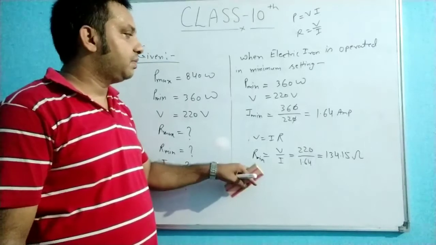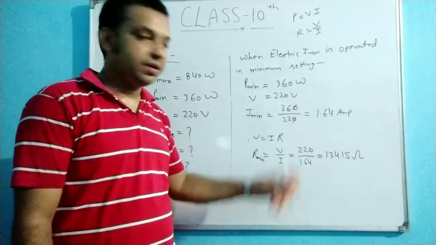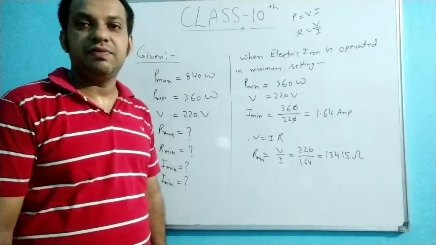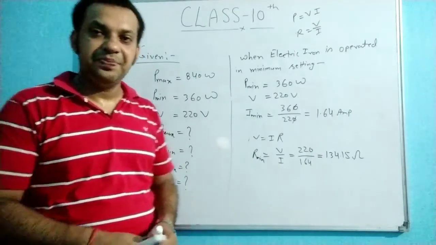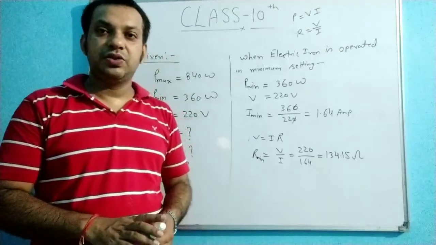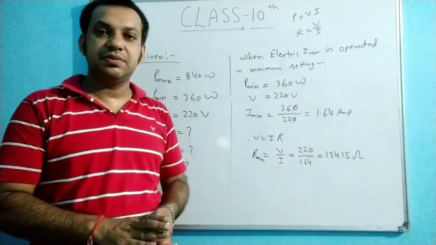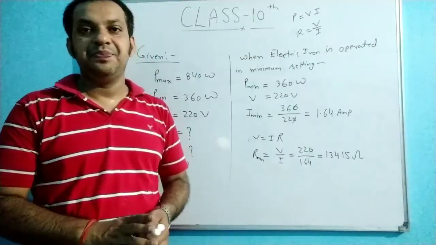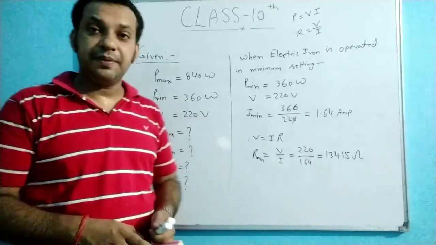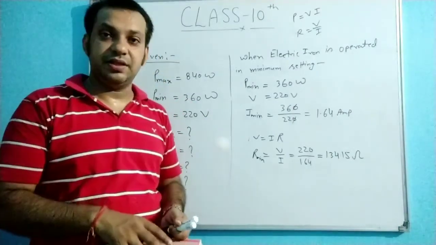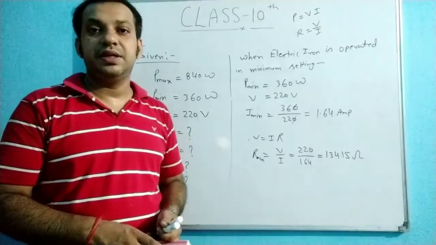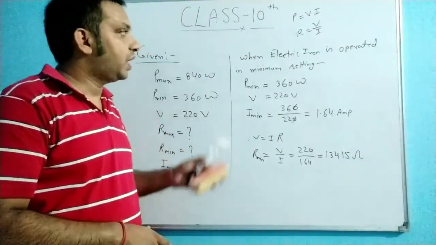So this is the minimum value, and in the previous calculation we found the value at the maximum. I think you understand the question. The electric iron is operated in two settings, one at the maximum setting and one at the minimum setting. In both settings, the resistance offered by the electric iron is changing. That is why the current is changing, and that is why the power generated is also changing. So I hope you understand this question.